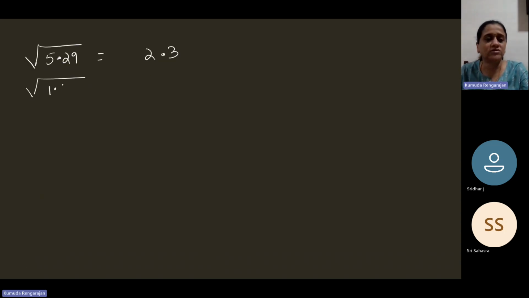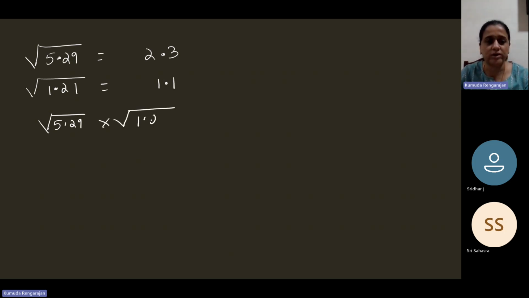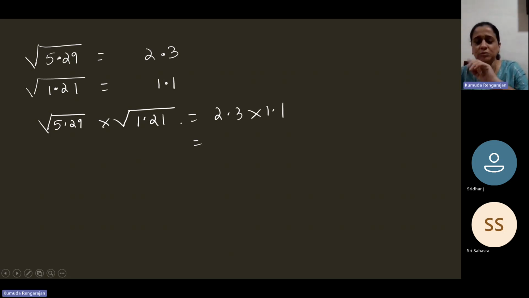Similarly, 1.21. We know the square root of 121 is 11. Now here after the decimal point, 2 digits. So after the decimal point, 1 digit. That's all. And the question is to find the product. What is the square root of 5.29 into the square root of 1.21? So that is 2.3 into 1.1. You can also do it like this.